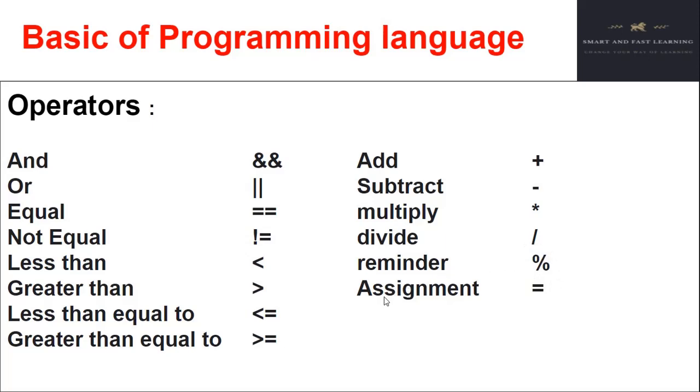Then the assignment operator is used to assign a value to a variable. Suppose you write x = 5, it means you are assigning 5 to x. x is a variable, 5 is a value, and you are assigning 5 by the equal operator. So x = 5 means you are assigning 5 to the variable x.